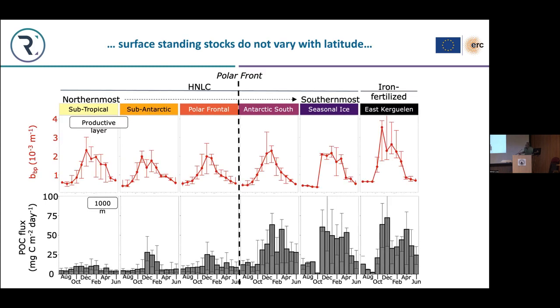And if we look at the signal of the backscattering coefficient within the mixed layer, so at the surface, you do not see any variation. So this was quite intriguing. This means that we have a standing stock of particles that is more or less the same around this continuum, while we have a strong response in terms of community composition.